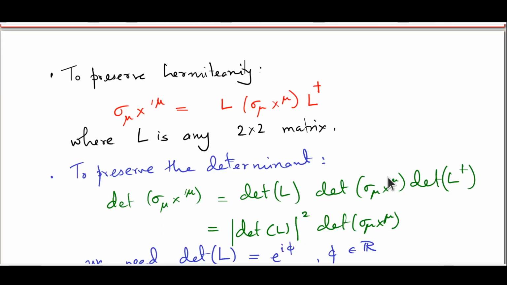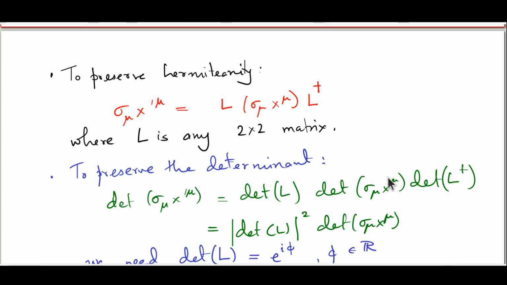But for this, let's take a look at what the determinant of sigma mu x prime mu is. By a standard rule of linear algebra, it's just determinant of L times determinant of sigma mu x mu times determinant of L dagger. And note that the determinant of L dagger is the complex conjugate of the determinant of L. So the result is simply mod square of the determinant of L multiplying the original determinant of sigma mu x mu.